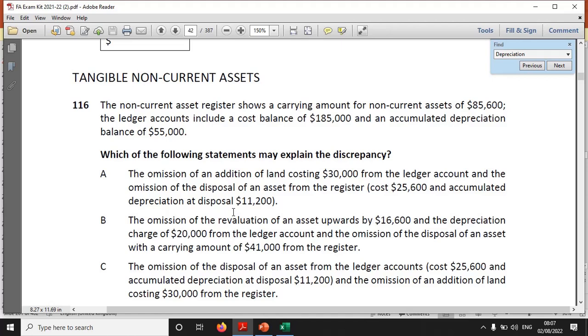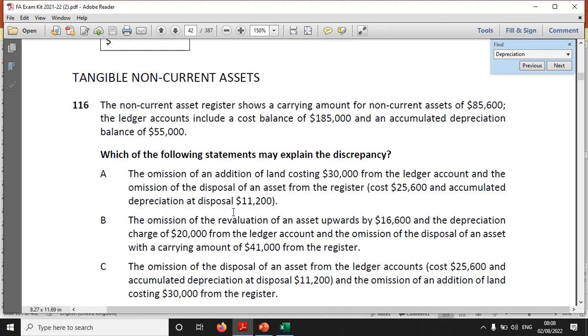Okay, so carrying amount in this case can be the same as, some of these people write this, carrying amount is the same as net book value, which is 85,600. And then what the examiner has done, he has broken down the carrying amount in the ledger accounts in two, and he's saying 185 costs and depreciation of 55.